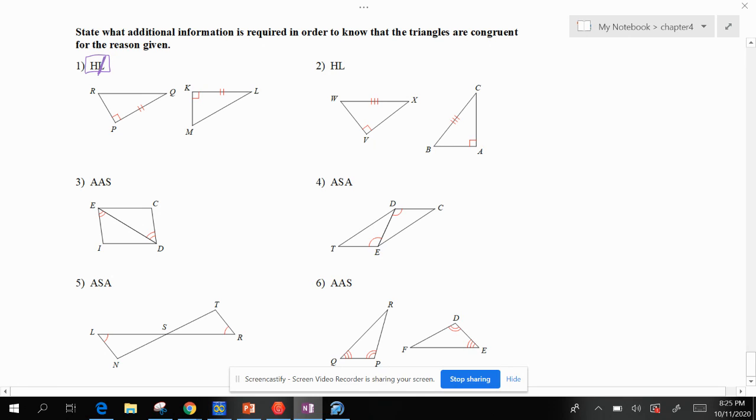So I don't need to find a leg. I notice that my hypotenuse is not marked. The hypotenuse is across from that right angle box. So I need to add a tally there, and this one as well. Now I actually have to physically write out what that side is. So this side, RQ, needs to be congruent to this side, ML, in order to make this congruency statement of HL true.